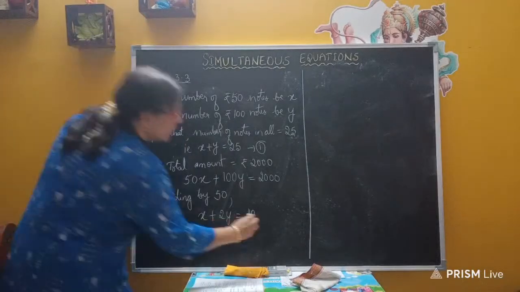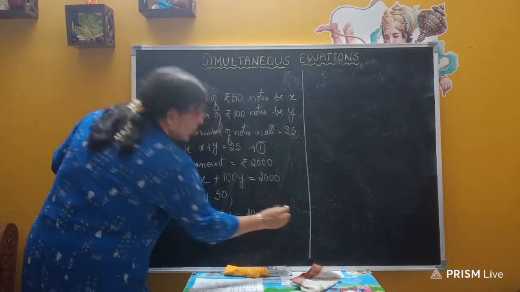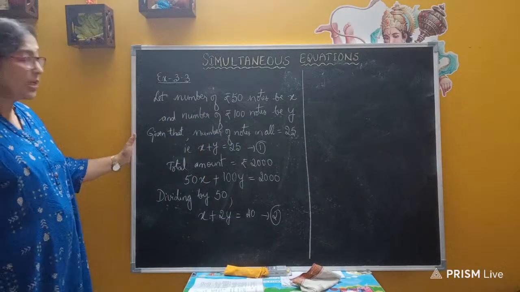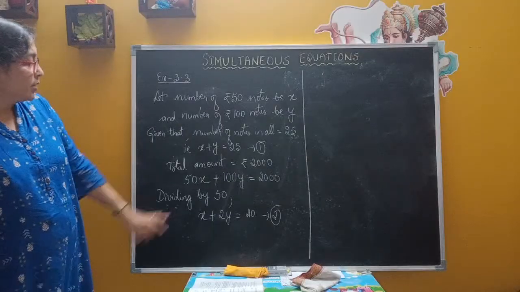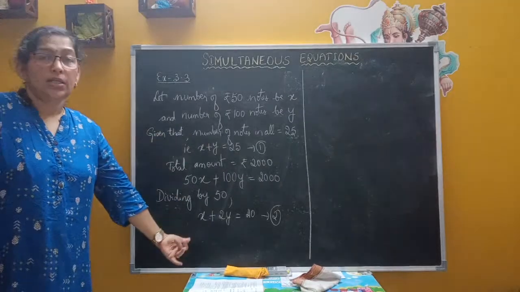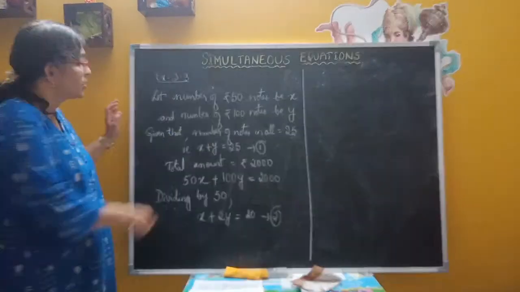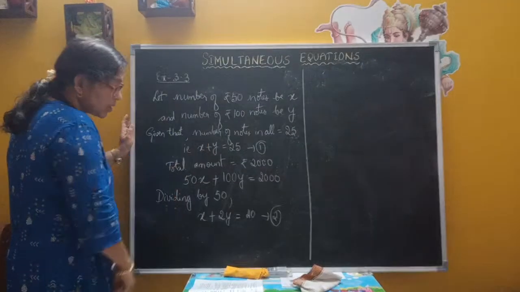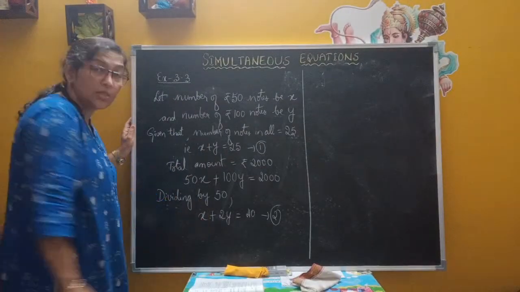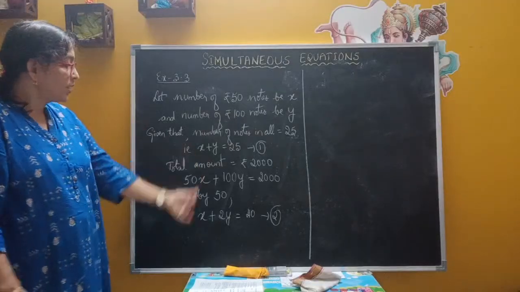So this is equation 2. Now it is easy to solve in elimination method. Which variable can be eliminated easily in this problem? X can be eliminated easily because the coefficient of x is 1 here. Here also the coefficient of x is 1. So x can be eliminated.